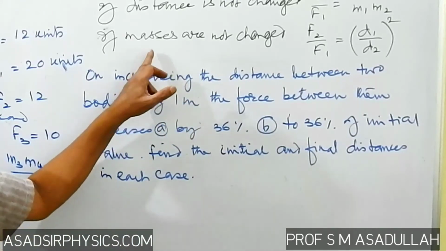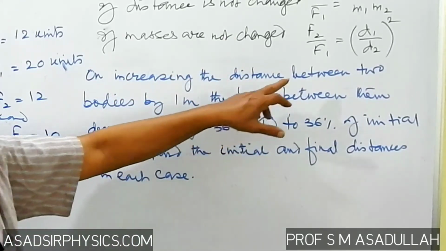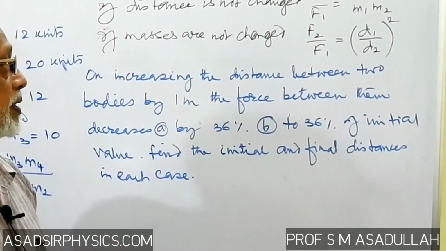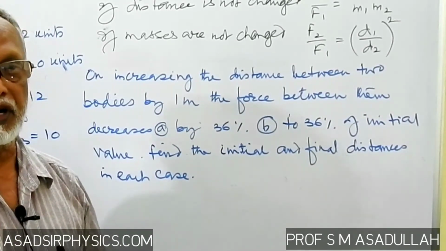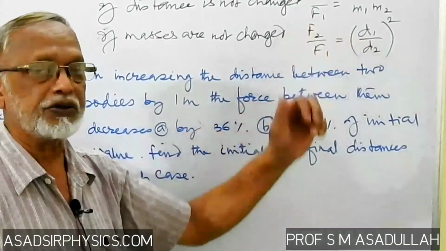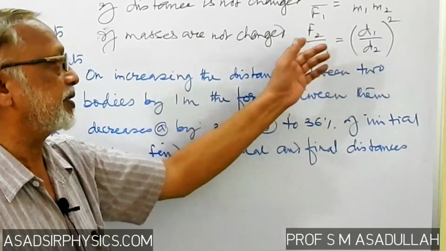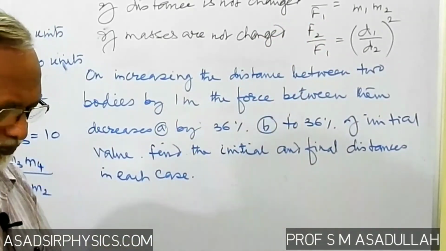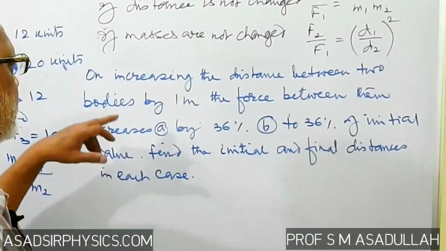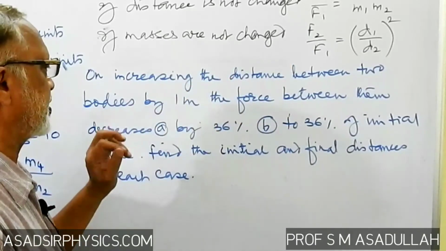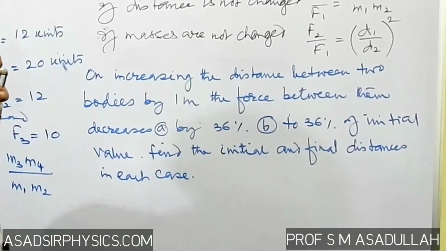Then in that case, when we talk about only distances, the formula is F2 by F1 is equal to d1 by d2 whole square. If you are asked to find forces, F2 by F1 is equal to d1 by d2 whole square. If you are asked to find the distance, then d1 by d2 is equal to under root F2 by F1. Now I read this problem. On increasing the distance between two bodies by 1 meter, the force between them, part A decreases by 36%, part B decreases to 36% of the initial value. Find the initial and final distances in each case.